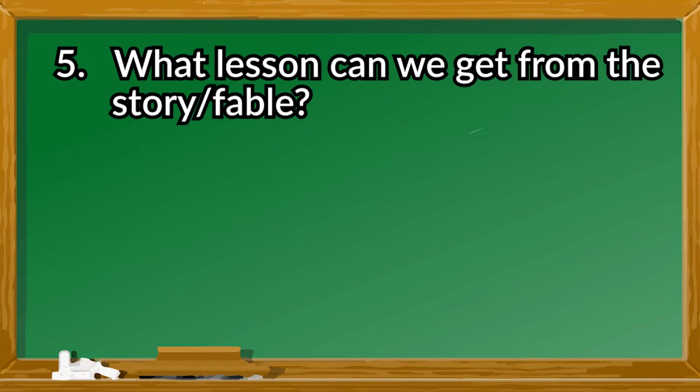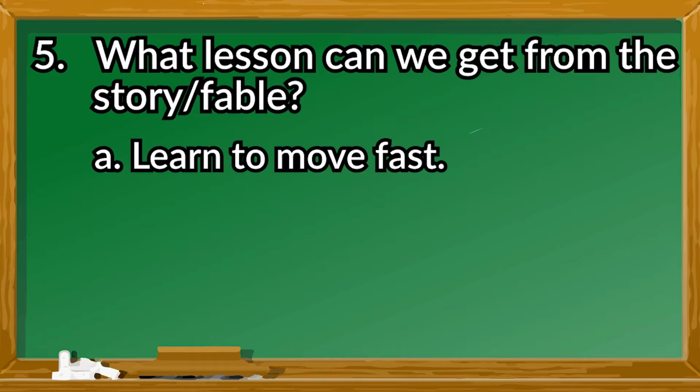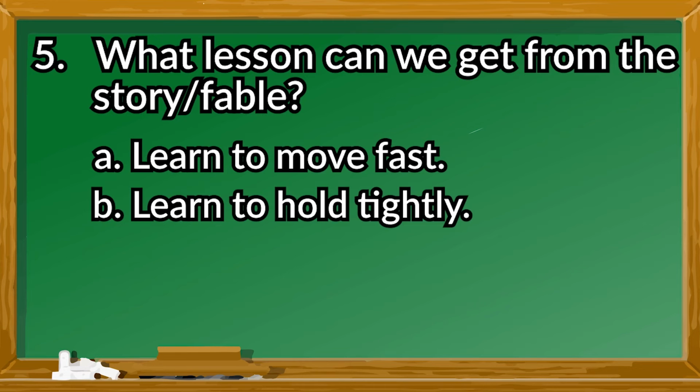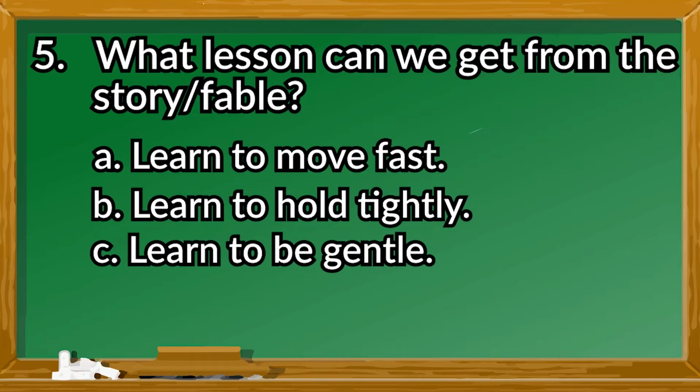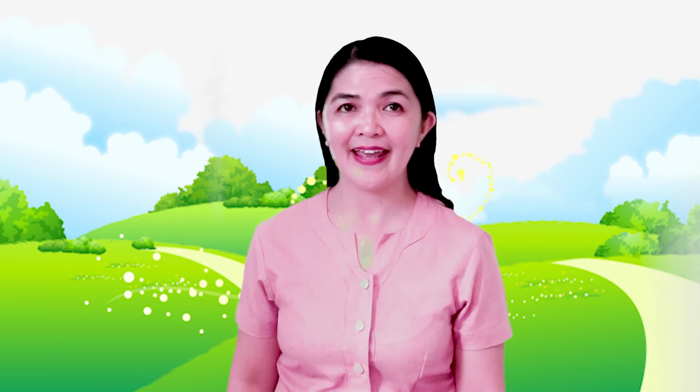Number 5. What lesson can we get from the story or fable? Letter A, learn to move fast. Letter B, learn to hold tightly. Letter C, learn to be gentle. Letter D, learn to be tough. The answer is letter C. Now, children, it is good to be gentle in your speech and action. Be a friend to all.